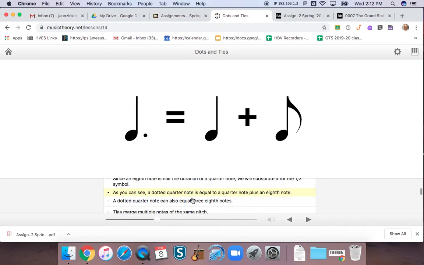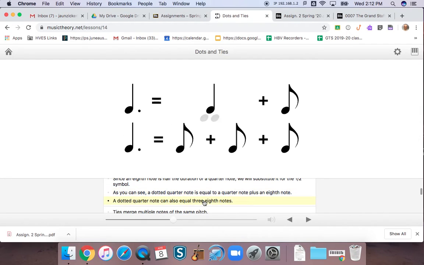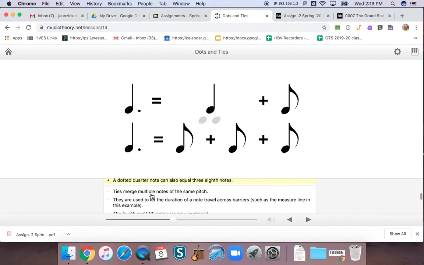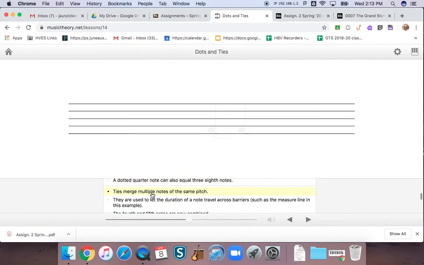As you can see, a dotted quarter note is equal to a quarter note plus an eighth note, so it lasts for 1.5 beats. Ta ta ta ta ta ta ta ta. A dotted quarter note can also equal 3 eighth notes, because you can cut a quarter note in half. So it can also be 3 eighth notes long. It's exactly the same thing. So that symbol says that the note lasts for 1.5 beats.